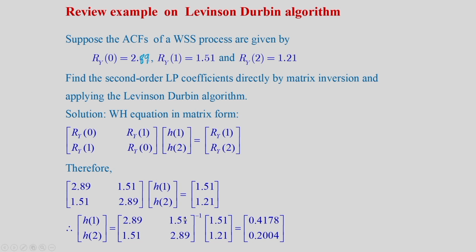and we can directly take the matrix inverse and then multiply with this 1.51, 1.21, and we will get the filter coefficients as h1 equal to 0.4178, h2 equal to 0.2004.